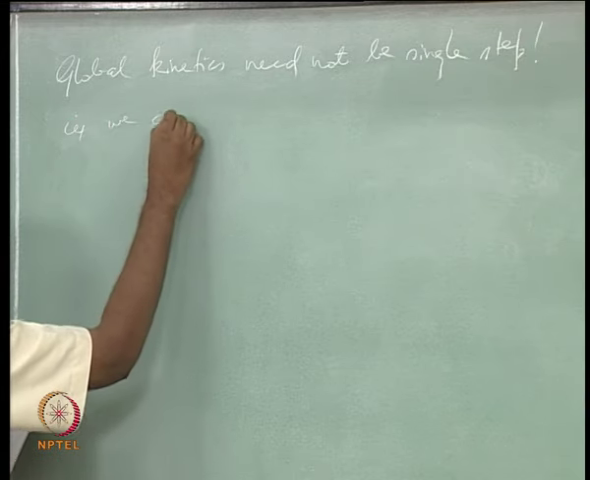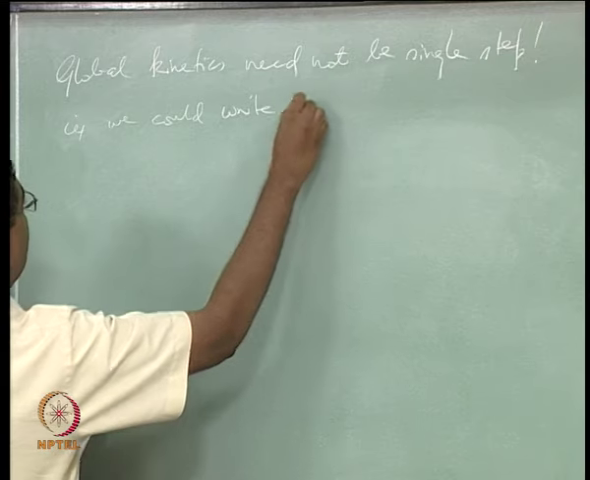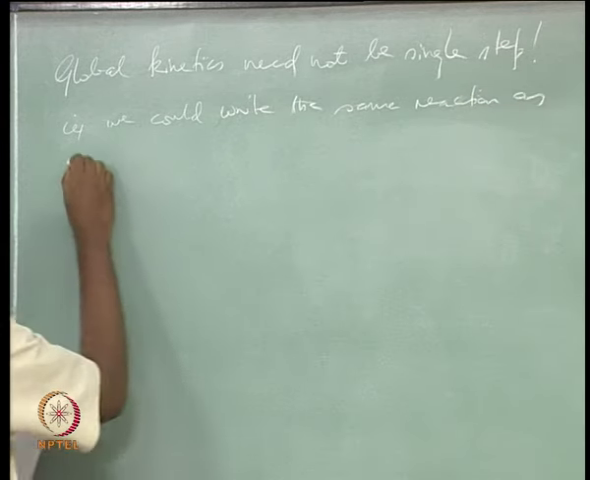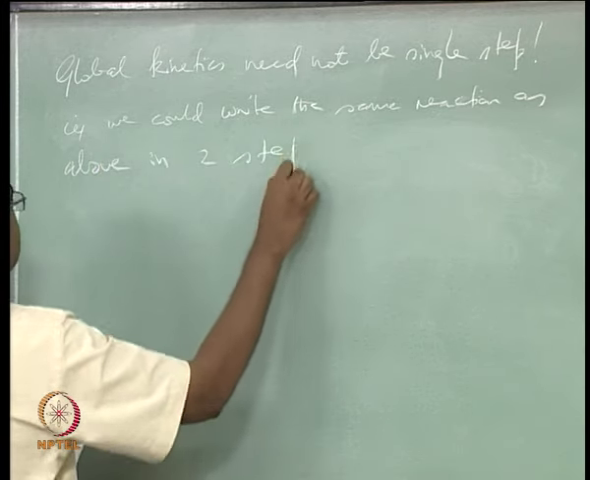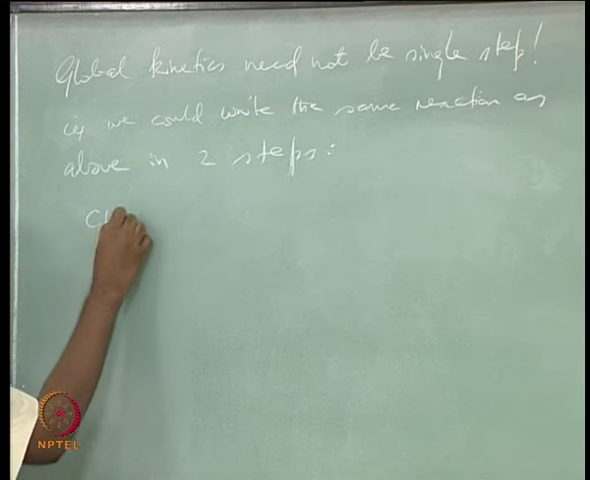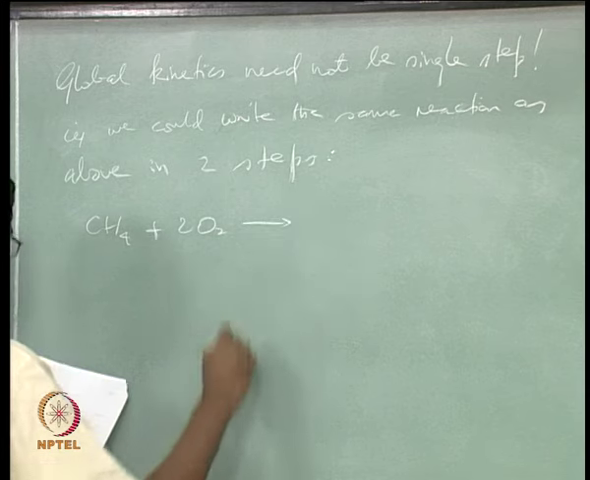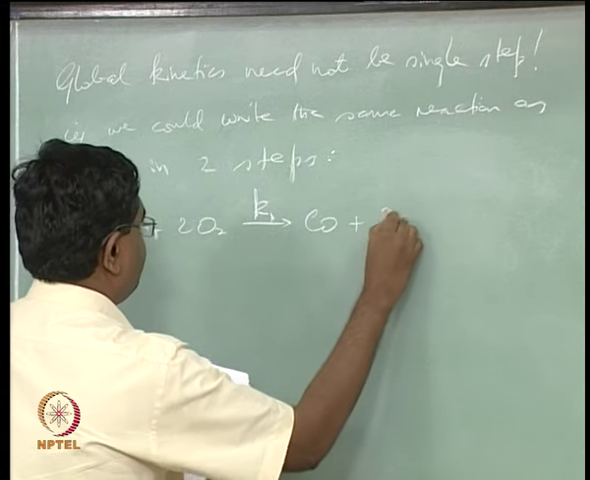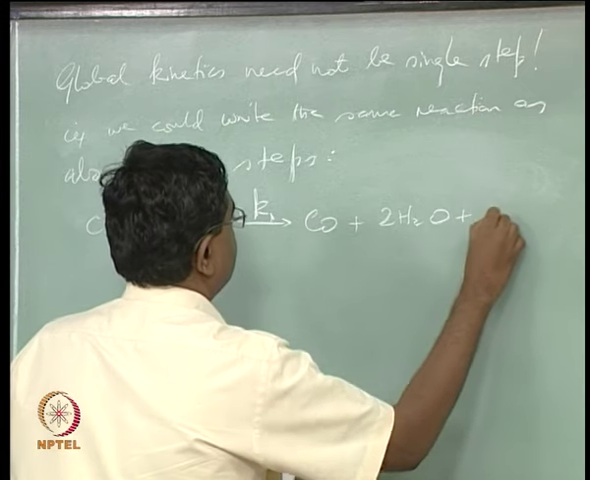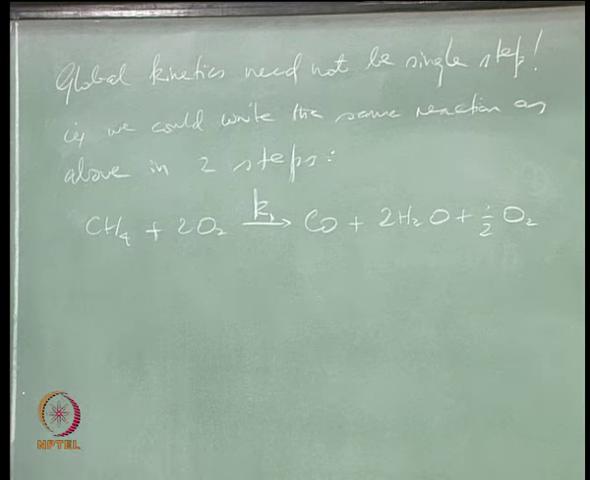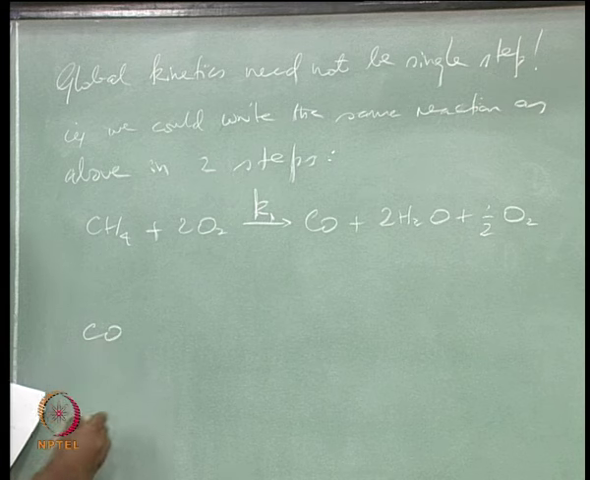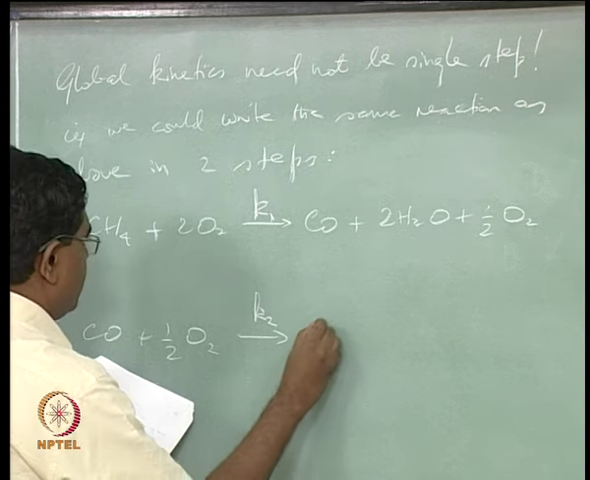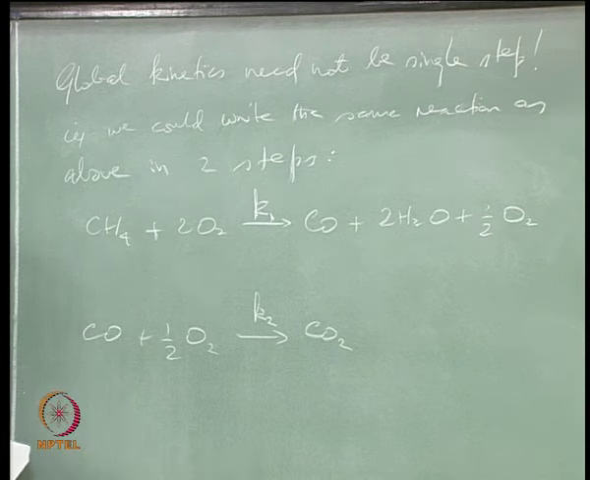That is, we could write the same reaction as above in two steps. CH4 plus 2O2, and let's say that this has a rate constant K1, gives you CO plus 2H2O plus half O2. And then you have CO plus half O2, with the rate constant K2, gives you CO2.